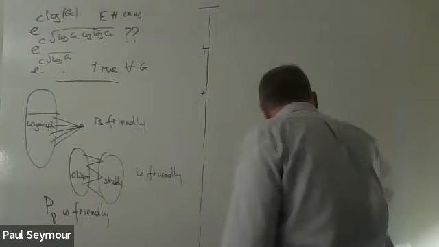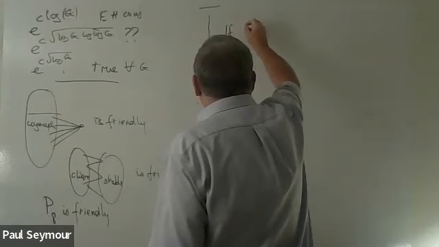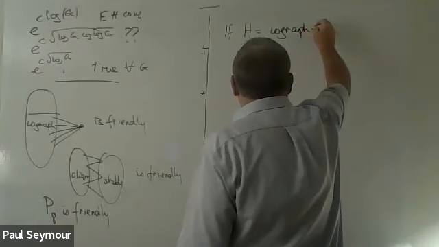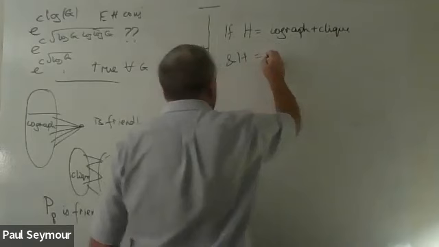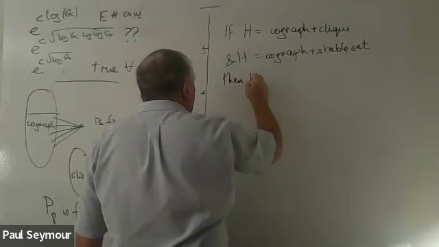And here's a more general thing containing all these facts: if H is a cograph plus a clique, and H is a cograph plus a stable set, then H is friendly.